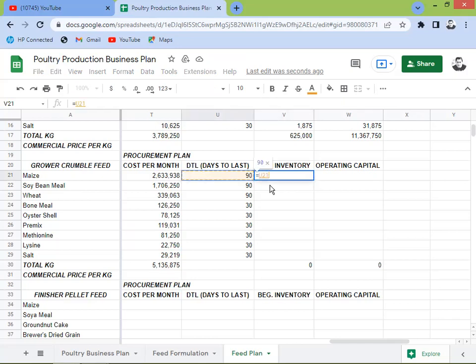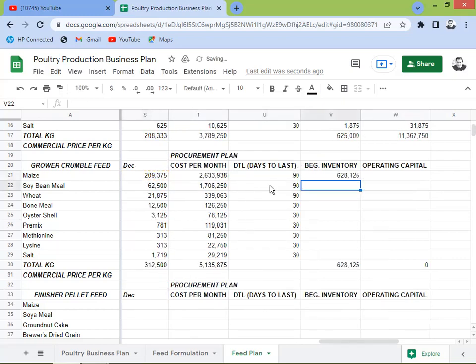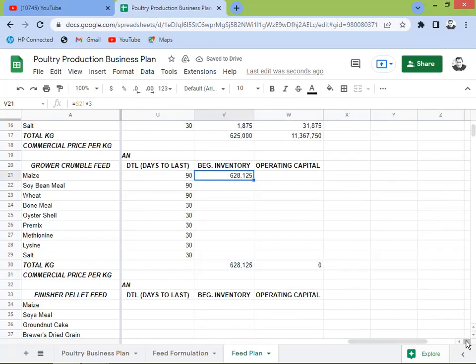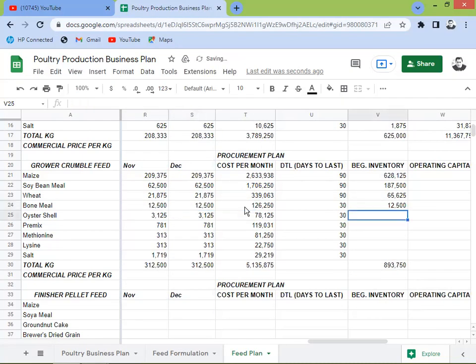Now, just like what we did earlier, we'll take the month multiplied by 3 months. Then let me pull it to the right. Then all the rest of the 90 days to last, and this one, just like what we did earlier also, just transfer it.